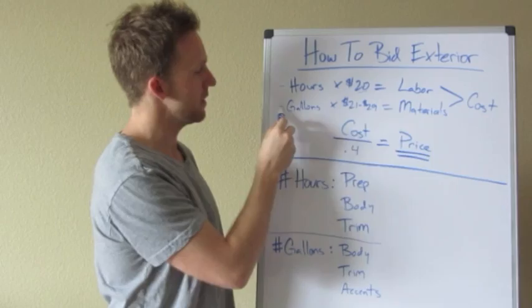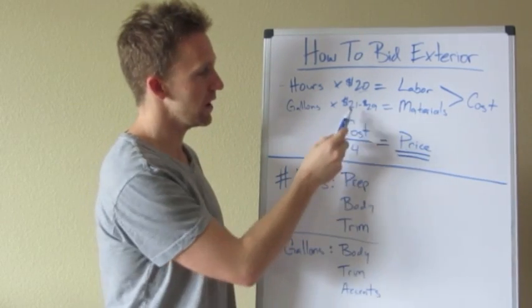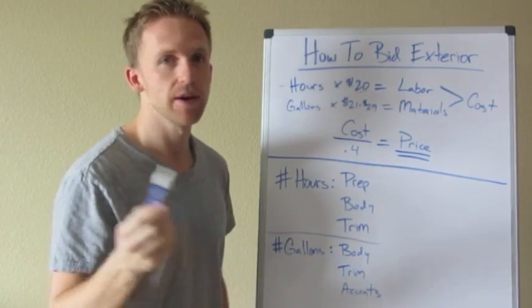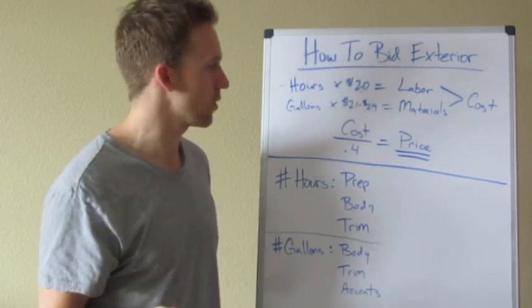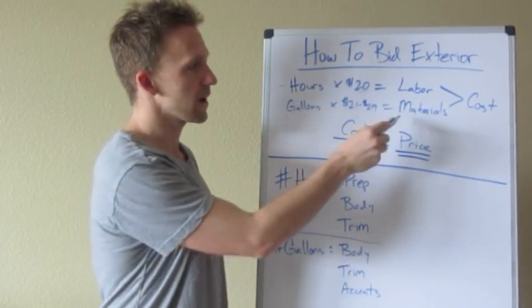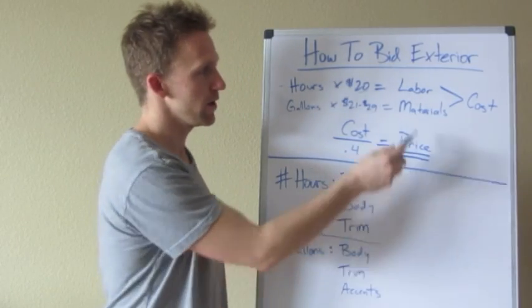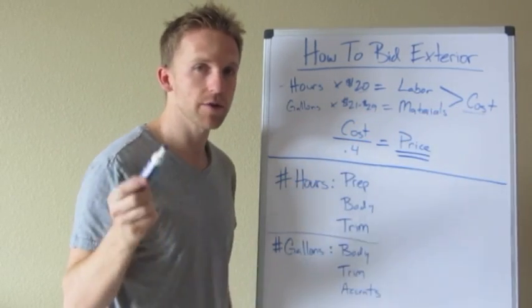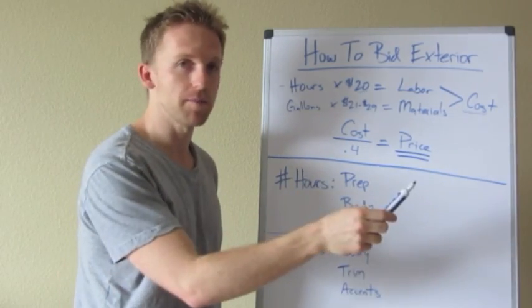Then the gallons of paint you're going to need. The number of gallons of paint you're going to need times the price per gallon, which could be 21, 29, 35. You've got to check with your local paint store. That comes up with our materials cost. When you add the labor cost plus the materials cost, you get your total cost. That's what it's going to cost you to get the job done.